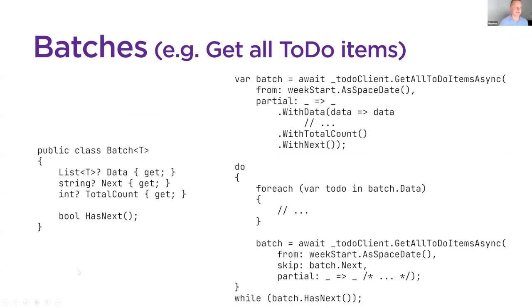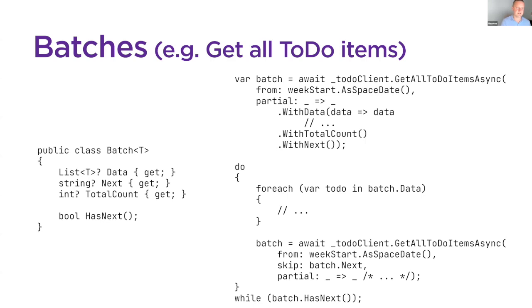Now, batches are essentially an object that roughly looks like it has a list of data. It has a string that says where the next data lives, a total count, and a helper method that tells you if there's additional data available. Now, getting, for example, all of your to-do items would be something like the code you see on the right, where you would have to specify from until which data you want, then do a for each, check if the batch has more data, do another request to get more data. So very complex.